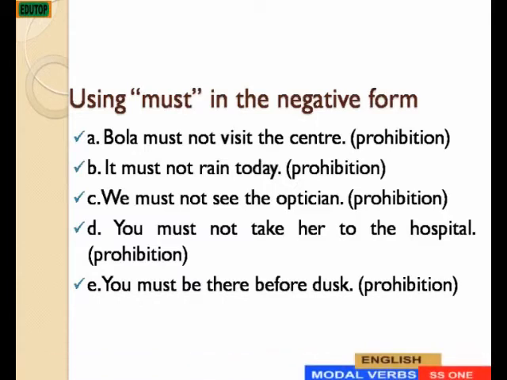Let's see how we can use must in the negative form. But while using must in the negative form, we are expressing prohibition. Examples: Bola must not visit the center. It must not rain today. We must not see the optician. You must not take her to the hospital. You must not be there before dusk.